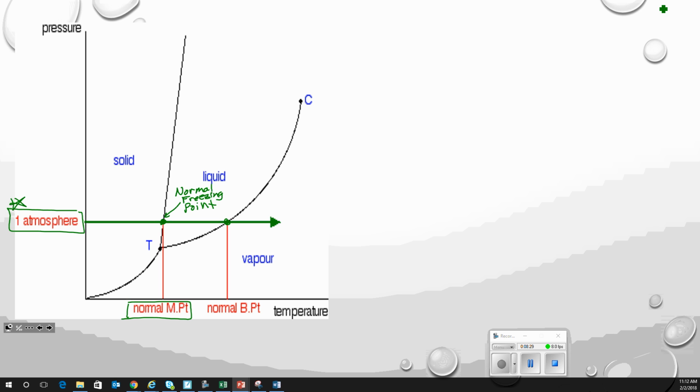This point right here is known as my normal boiling point. And again, I should be able to determine what that normal boiling point is by coming straight down.